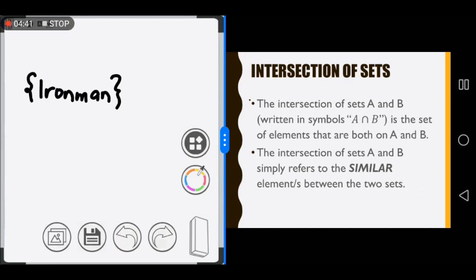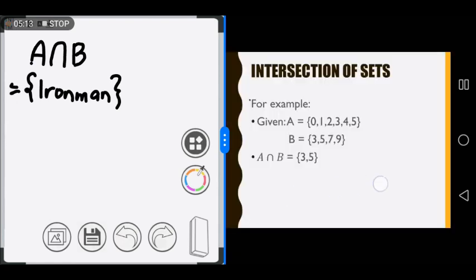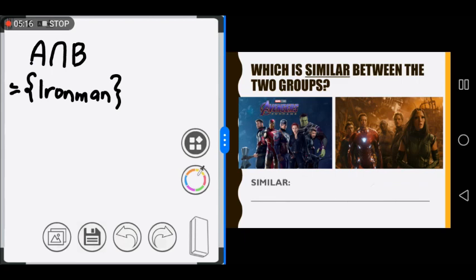Ayan. So, kung ano yung similar, that is what we call the intersection of sets. The intersection of sets A and B is the set of elements that are both on A and B. So, in other words, we pertain to the similar elements between the two sets. So, again, ang sulat natin for intersection is A, then, parang nakabaliktad na U, kasi mukha siyang letter N. Intersection. Ayan, A intersection B is, on our first example, Iron Man. Ayan, parehas silang may Iron Man. Sila lang ang parehas. Okay?